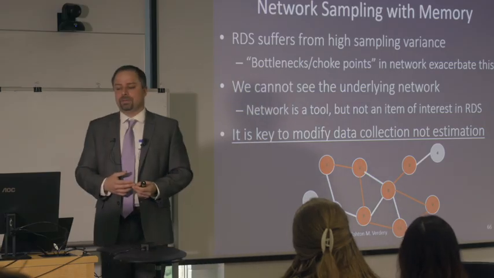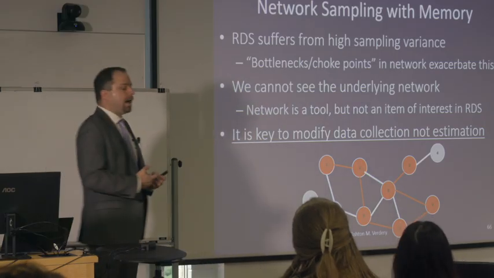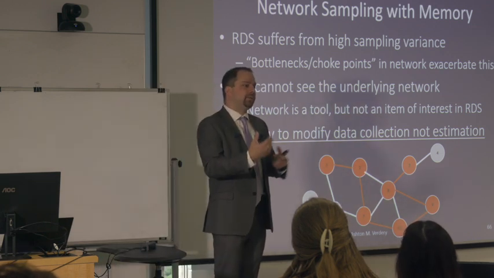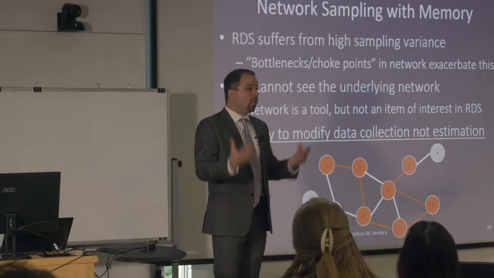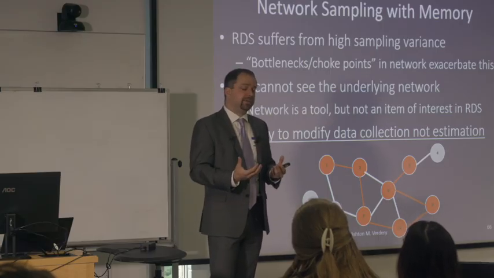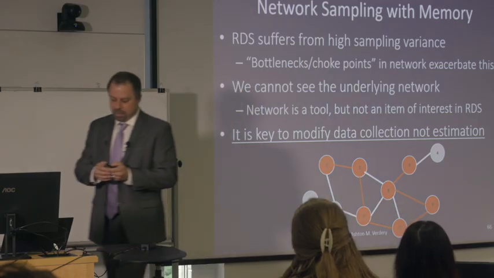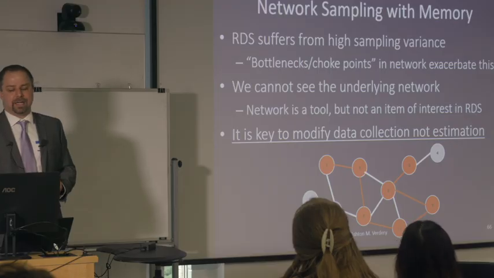So this approach was really trying to say, okay, well, we can't see if there are structures in the network, but how can we learn about the network as the sample goes on and use what we've learned to change how we're doing the sample in an adaptive way to more effectively get cases into the survey and to get estimates that are usable. So we've tried to modify data collection, not the estimation procedures behind RDS.